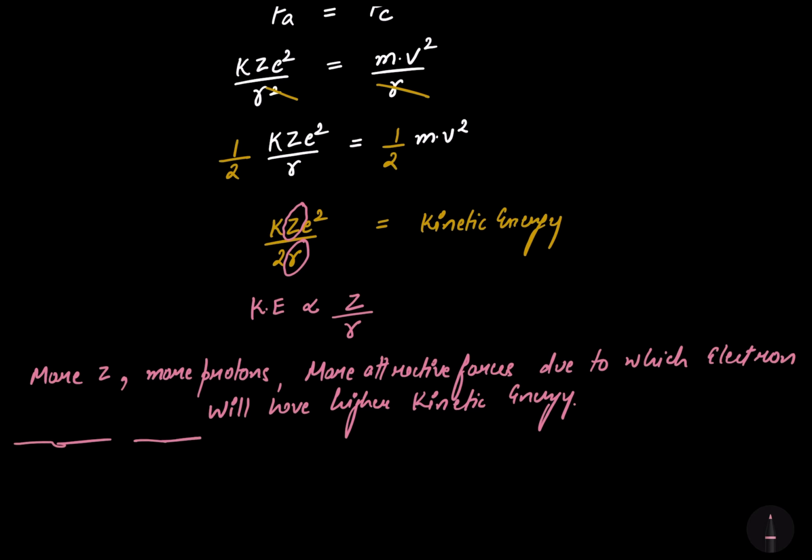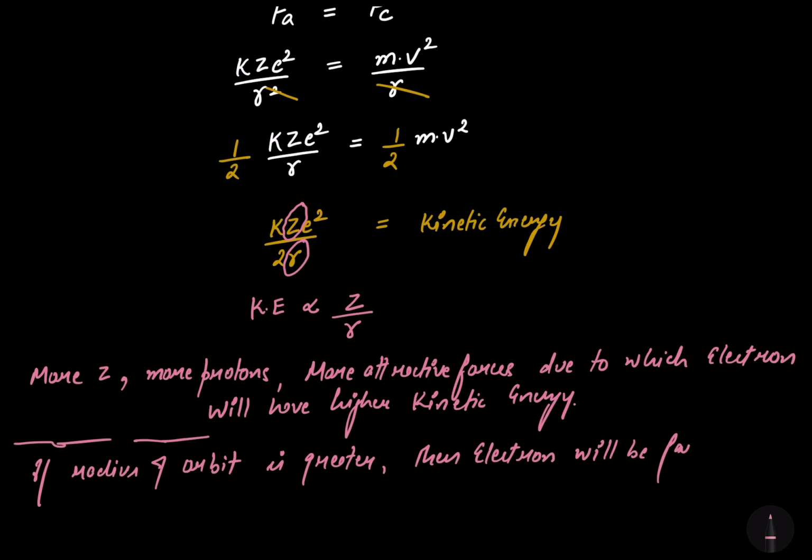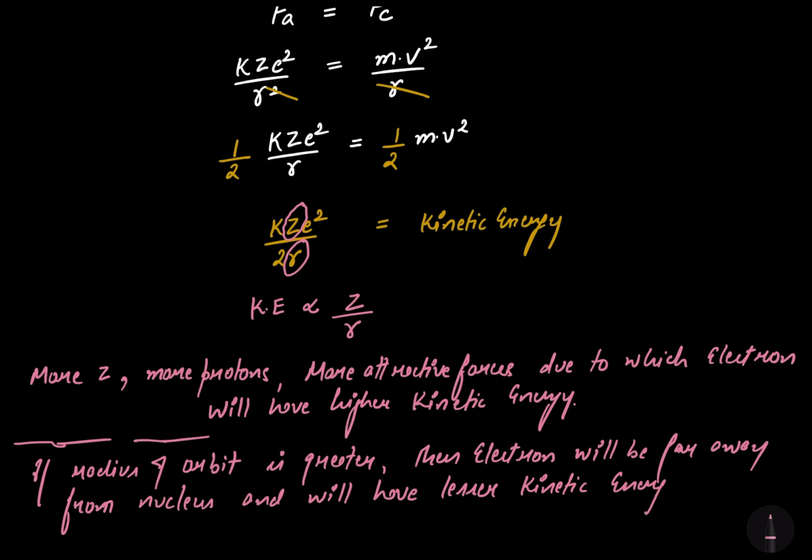So now, if radius of orbit is higher, if radius of orbit is greater, then electron will be far away from nucleus and will have lesser kinetic energy.